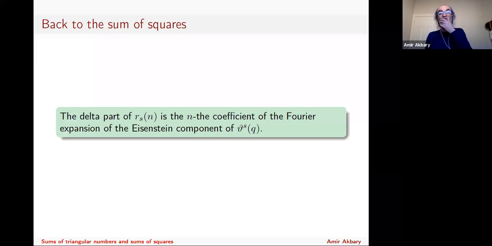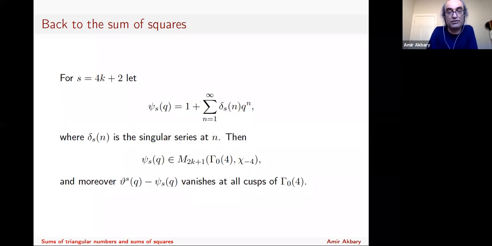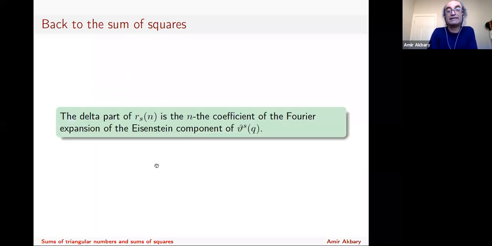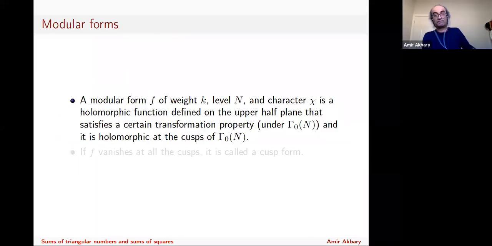So the summary, before I start talking about the modular form, is the following. The delta part of Rsn, in fact, is the nth coefficient of the Fourier expansion of the Eisenstein component of theta sq. What is the Eisenstein component? The Eisenstein component is basically this psi sq. And let me describe that Eisenstein component more.